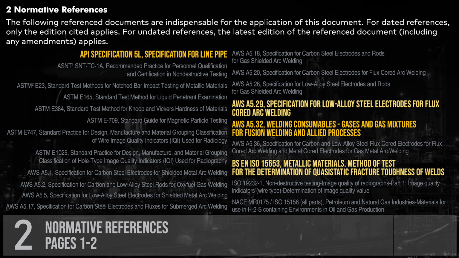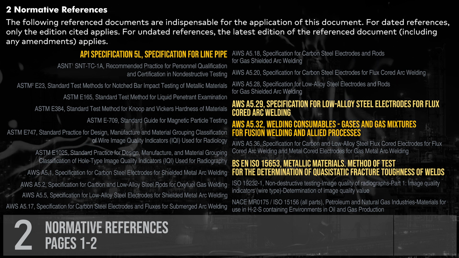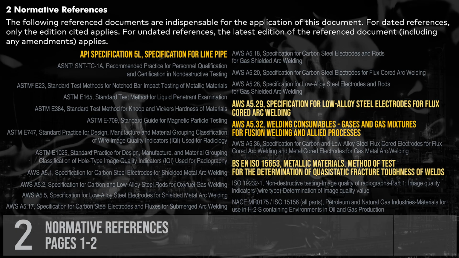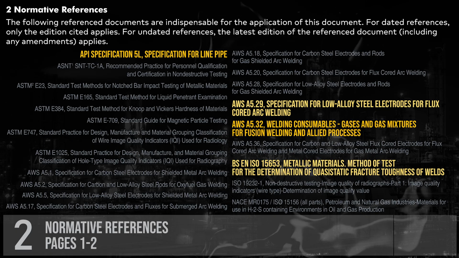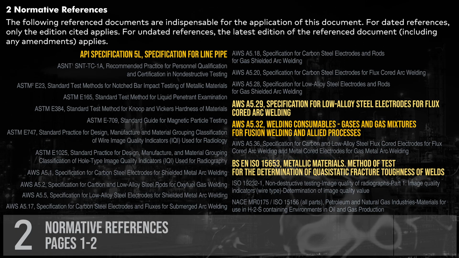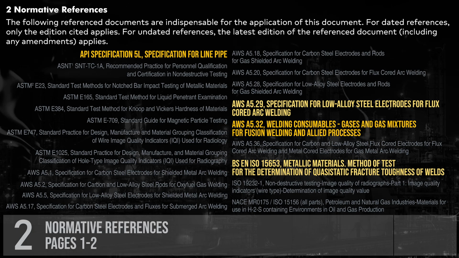AWS A5.20 Specification for carbon steel electrodes for flux cored arc welding. AWS A5.28 Specification for low alloy steel electrodes and rods for gas-shielded arc welding. AWS A5.29 Specification for low alloy steel electrodes for flux cored arc welding.